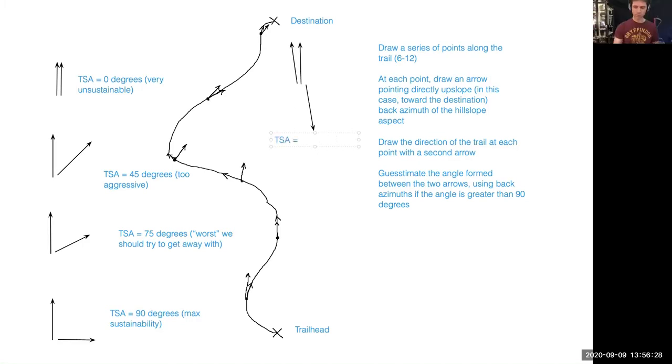TSA equals 175, so it really equals, let's see, 175 plus 180, which is only 5 degrees off the hill slope. So the true TSA is 5 degrees. All right.